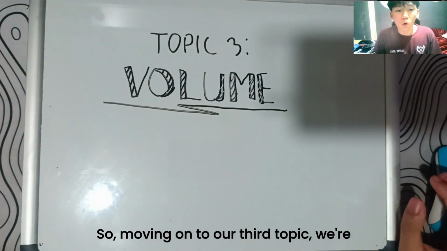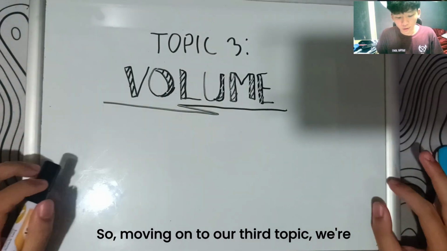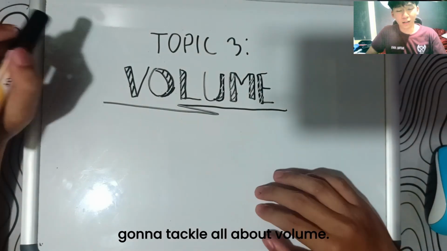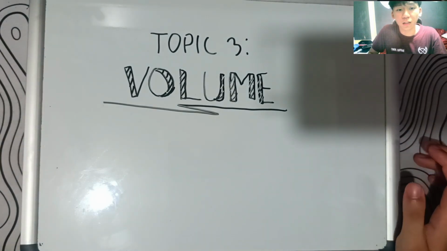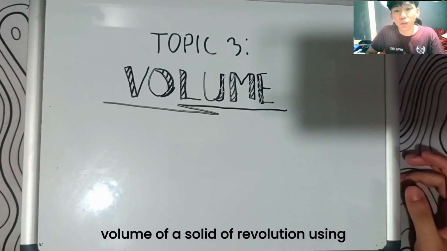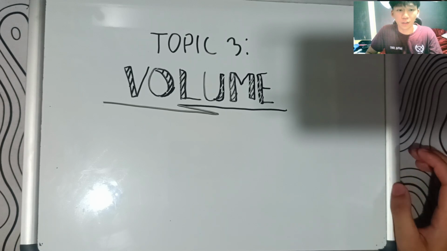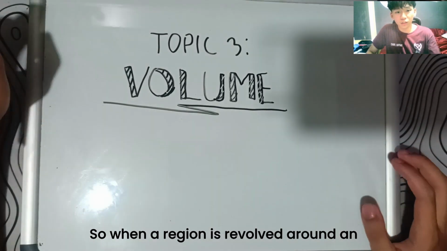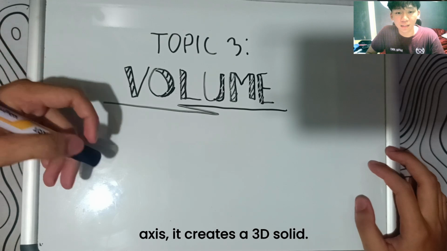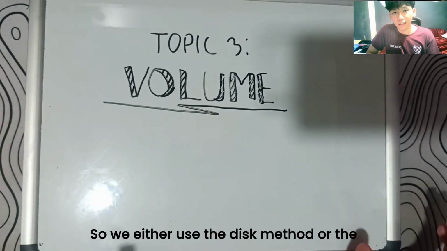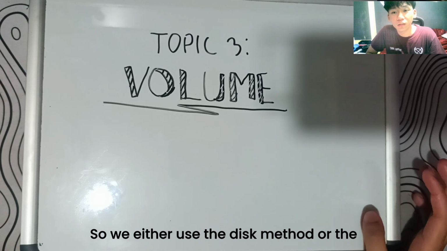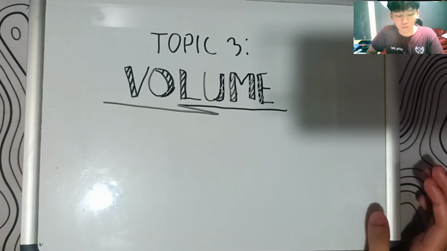So moving on into our third topic, we're going to tackle all about volume. In this topic, we'll calculate the volume of a solid of revolution using definite integration. When a region is revolved around an axis, it creates a 3D solid. So we either use the disk method or the washer method to find its volume.